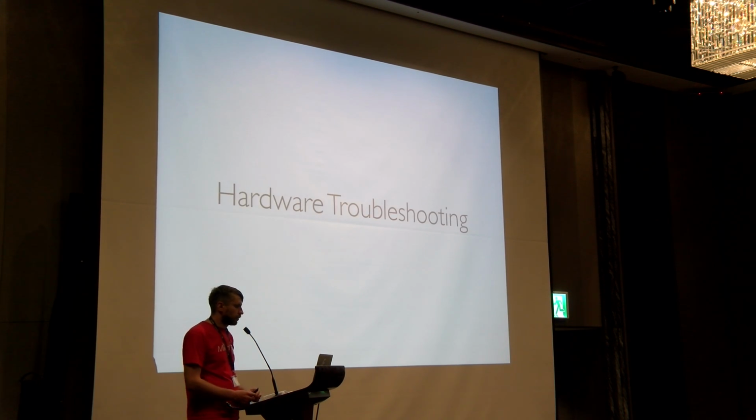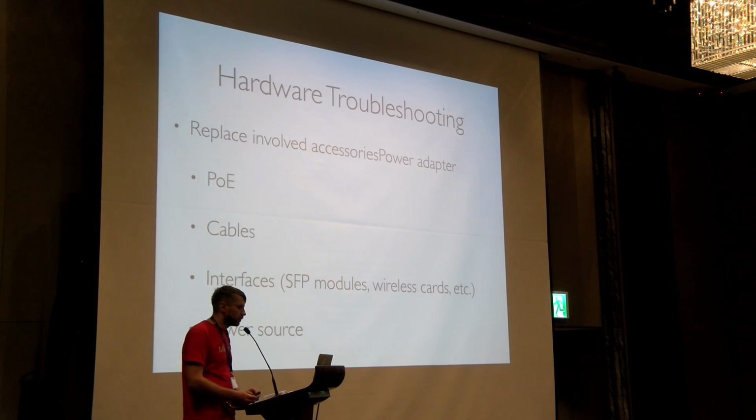So, a few suggestions on how to troubleshoot the hardware and how to get help when your hardware is not working properly. The first option is to replace all involved accessories. First is the power adapter. Change the power adapter, maybe another power adapter will work and your router will start to work.